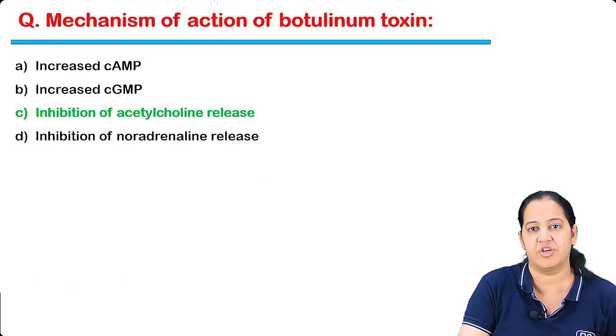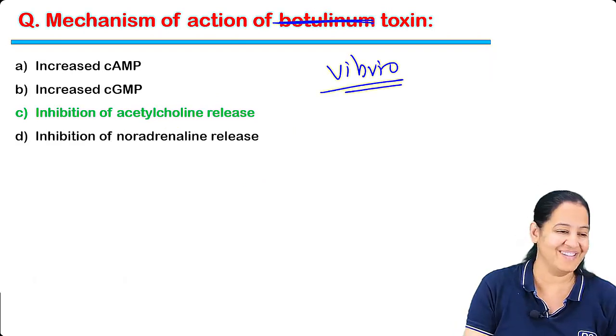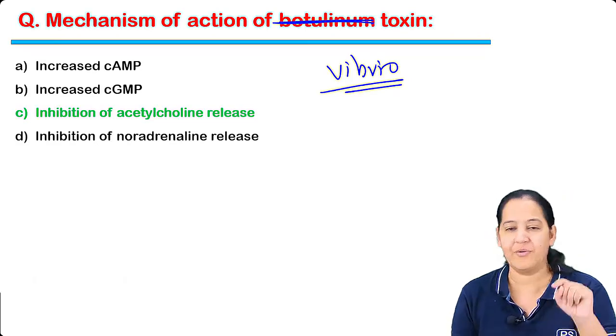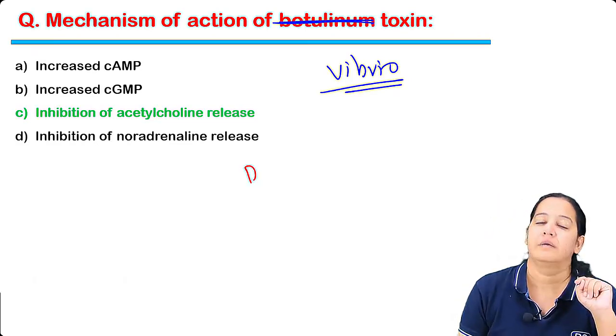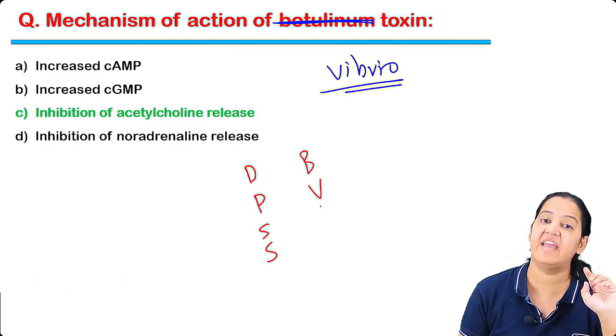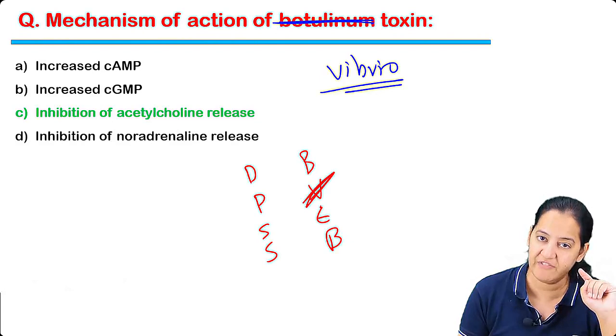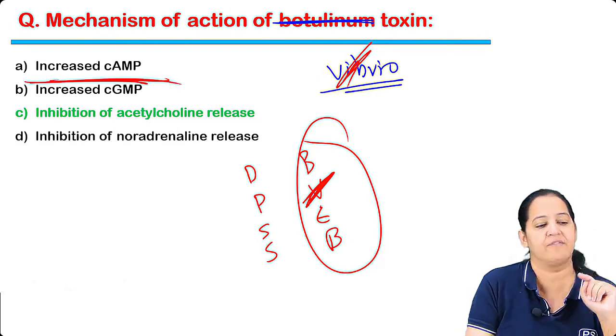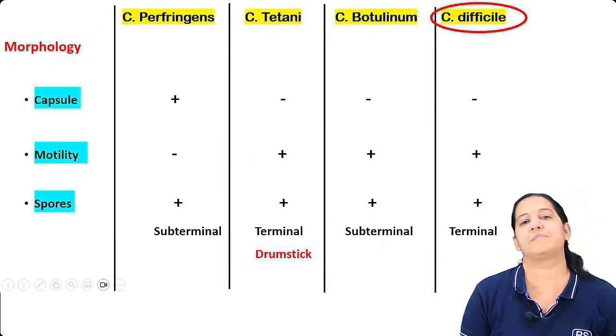I am changing the question. Instead of botulinum, if I ask Vibrio, what is the answer now? What does Vibrio do? Yes, V for Vibrio. It increases cyclic AMP. In that case, the answer will become A. So you get many questions based on the toxins.